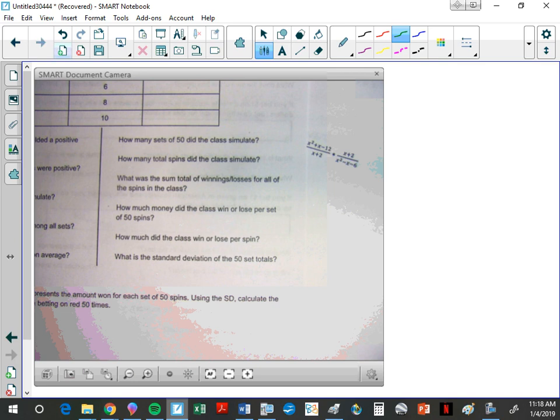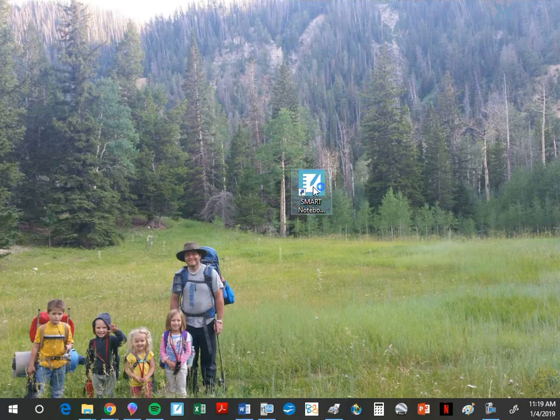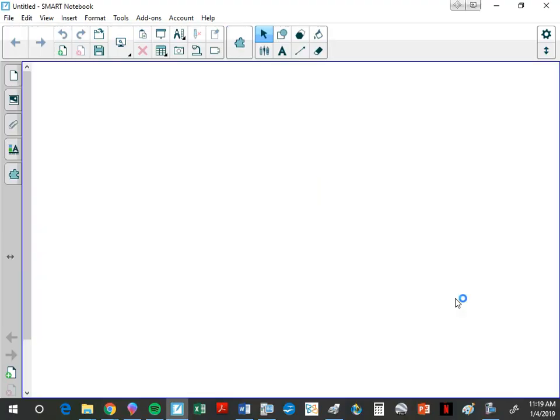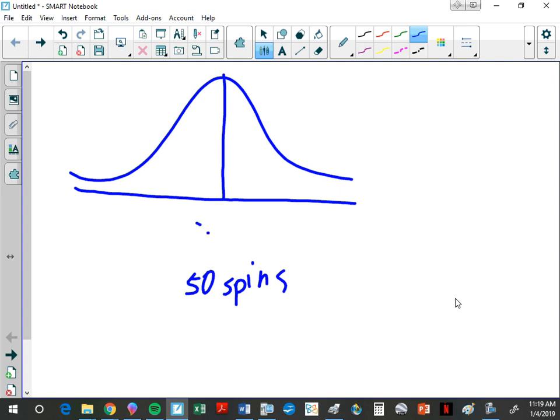So, oh my goodness. Do you know how many times this has crashed on me today? Way too many. Okay. So this is the histogram for 50 spins. The histogram is centered on the average of negative 0.56, 56 cents per spin. Okay, and the SD is 6.8.